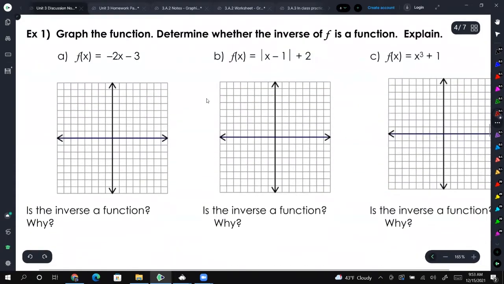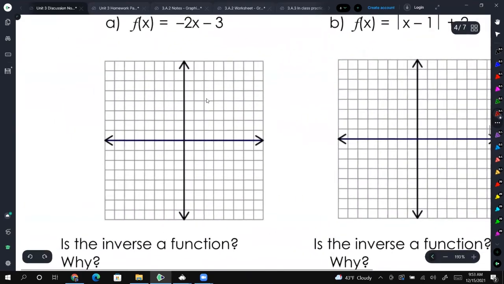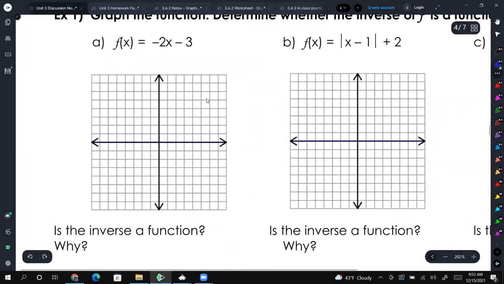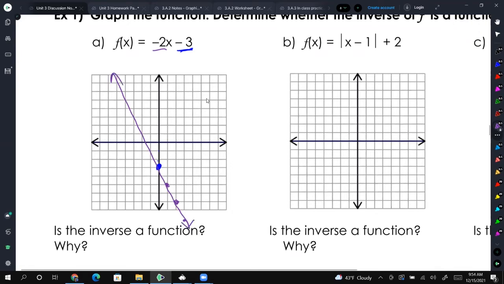So let's flip to the next page. We're going to graph these functions, A, B, and C, and determine if the inverse is a function or not, based on the original graph. So hopefully with letter A, we can all graph this line where your y-intercept is -3 and your slope is -2. So down 2 and right 1, down 2 and right 1. So then your graph would look like that.